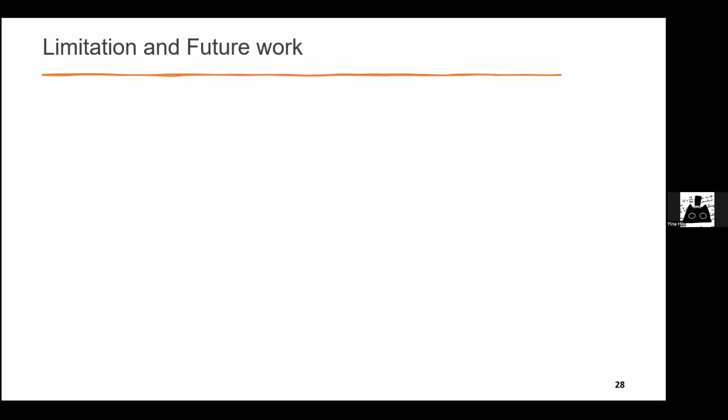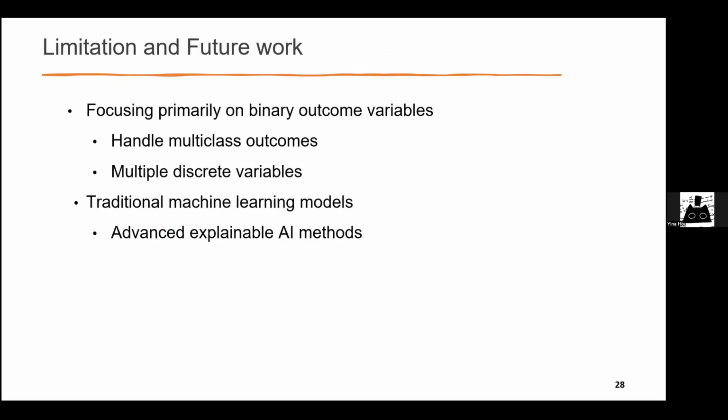Here we summarize the limitations of this work. First, the current analysis focuses primarily on binary outcome variables. For future work, we can extend the proposed framework to handle multi-class outcomes and multiple discrete variables. And second, we only align causal discovery outcomes with feature importance derived from traditional machine learning models. For future work, we should consider more advanced explainable AI models.